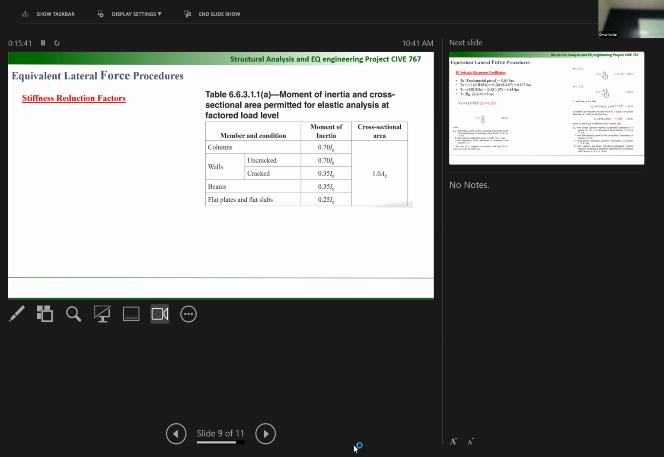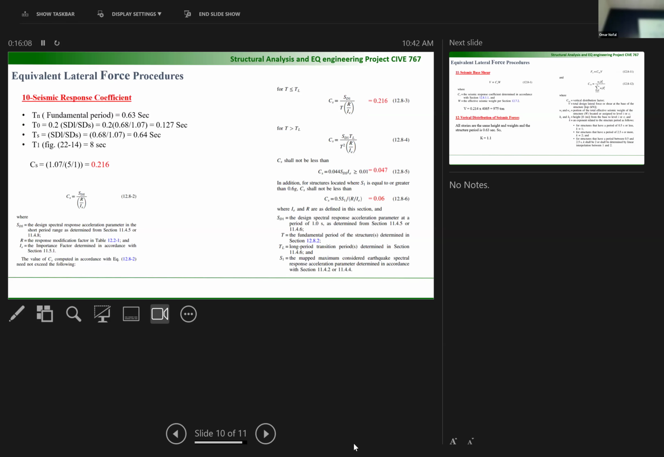For walls, actually there's something called cracked and uncracked. It's like excessive cracking if we allow a plastic hinge at the end of the wall. But let's say we're going to go with uncracked, like the columns, 0.7. Beams is 0.35, slabs is 0.25. So when we do seismic analysis, we are going to reduce all these systems. Okay, all right. And here it tells you how to calculate the forces.